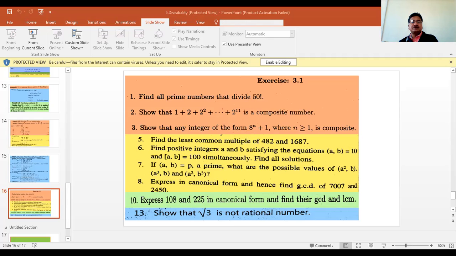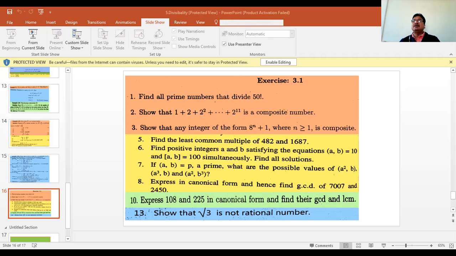Then this is the notation: square bracket a comma b is equal to the product of a and b divided by the greatest common divisor of a and b. In round bracket, a comma b means the greatest common divisor. First find the greatest common divisor, and then use this formula to find the least common multiple. So solve all these problems of the exercise.